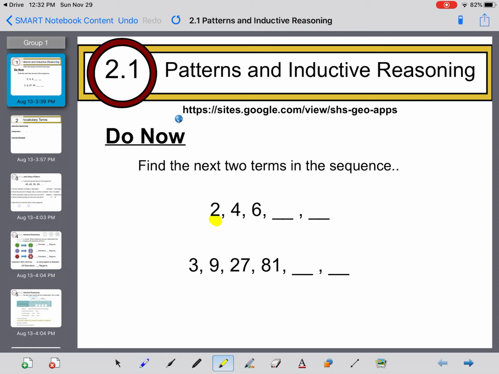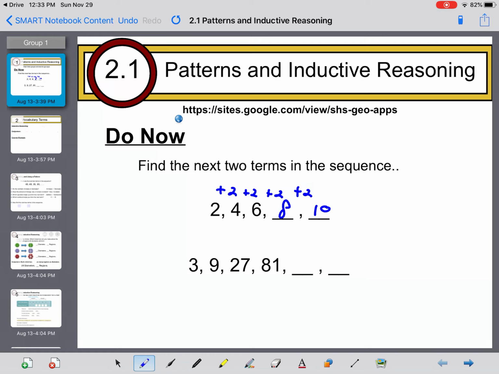The do now asks you to find the next two terms in the sequence. So you have 2, 4, 6, and then we're trying to find some sort of pattern here. If you notice, 2 to 4 is plus 2, 4 to 6 is plus 2, 6 plus 2 would make 8, 8 plus 2 would make 10.